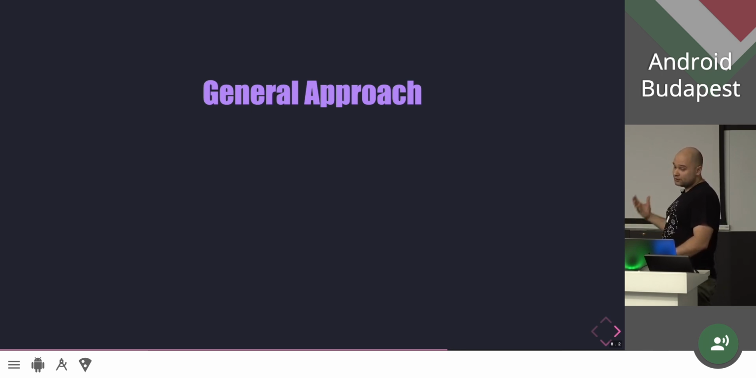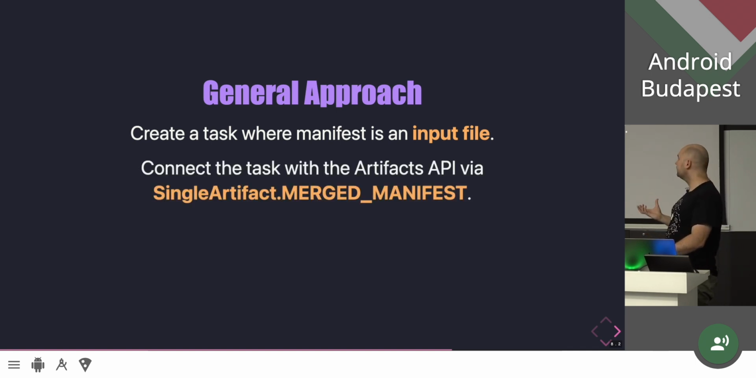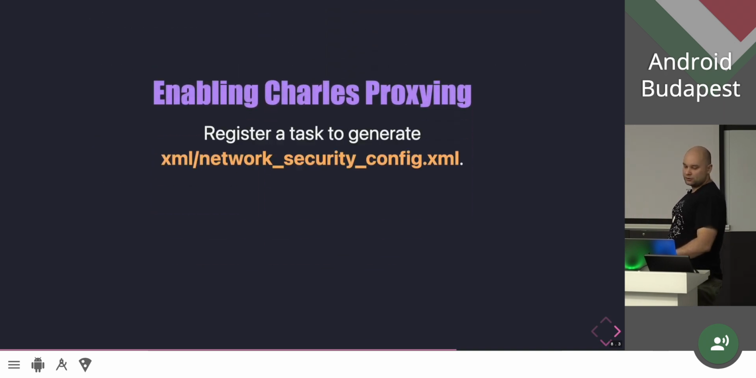So the general approach for us to modify any manifest file is just to create a task where the manifest would be an input file. This input file will be provided by the Artifacts API from a variant. We give it a key. We say, give us the merged manifest file, and it will give this file to us. We will parse the XML, modify the contents of this XML, dump the contents to the new output file, and the Android Gradle Plugin will know that this transformation happened, and this is the file that it needs to pass forward to the chain.